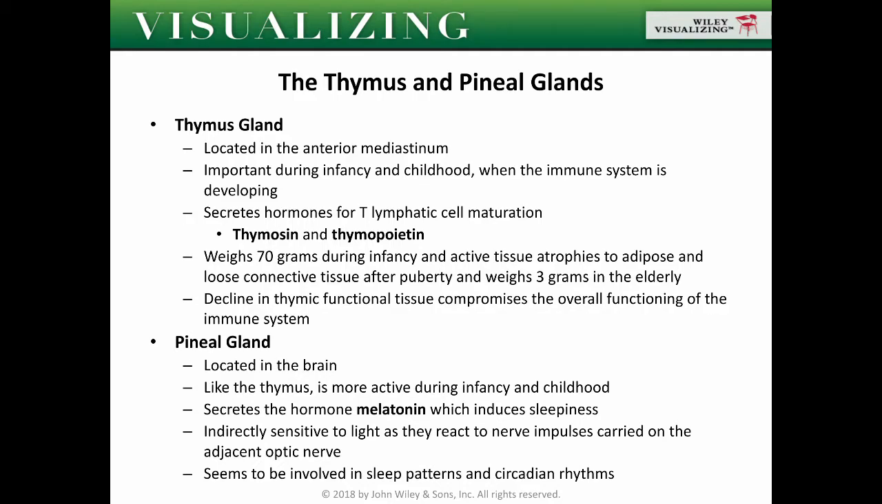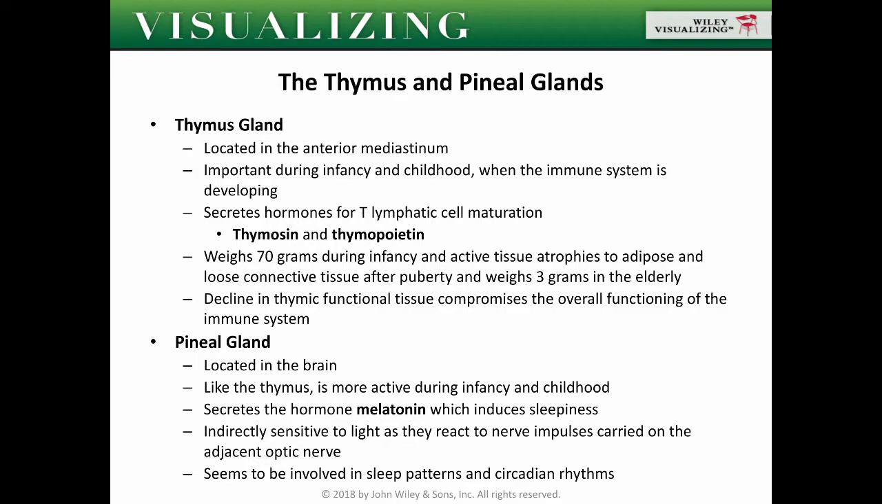When you are a child, you have a very large thymus gland, around 70 grams. As you grow older, it shrinks down until it's around 3 grams in elderly people. The declining thymic functional tissue compromises the overall functioning of the immune system. But it's normal for the thymus to shrink as you grow older. As a child, you need a large thymus gland because your immune system is still developing. As you grow older, there is less need for it, because your immune system has already developed. And then, aside from the thymus, we have the pineal gland.